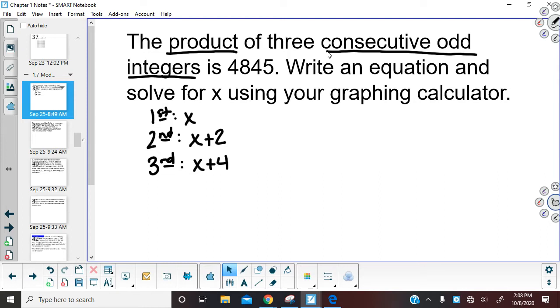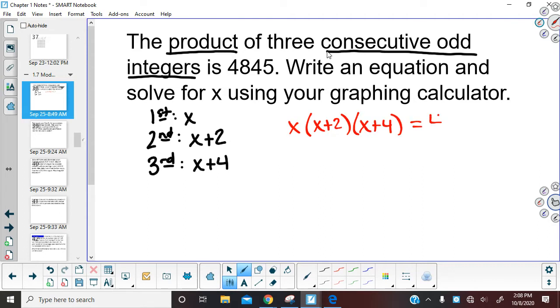Now notice it says the product of those, meaning that we're going to be multiplying. So we have x and then x plus 2 and then x plus 4. The product of those things is going to be equal to 4,845.